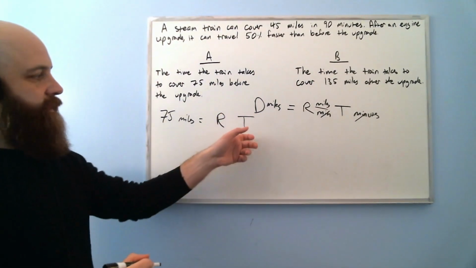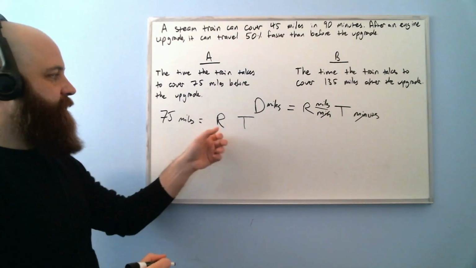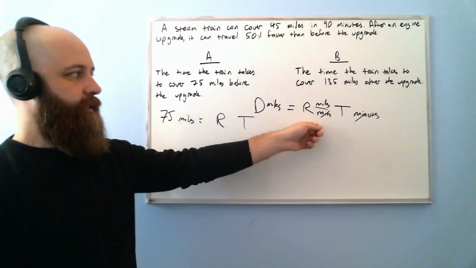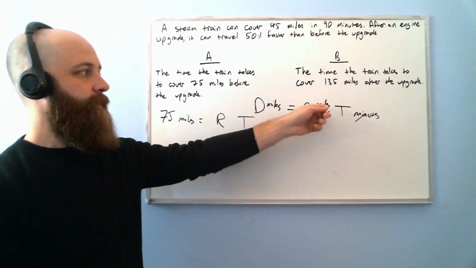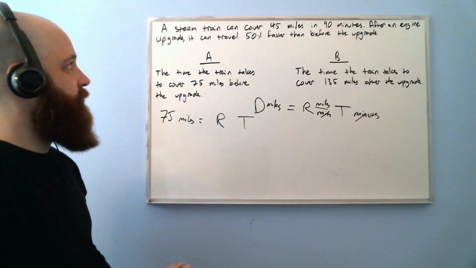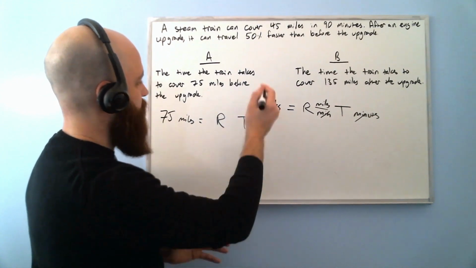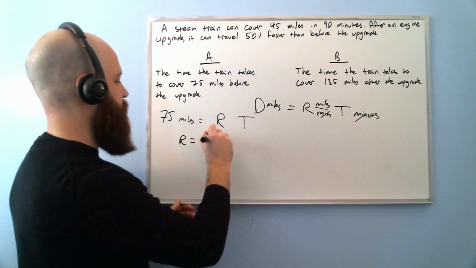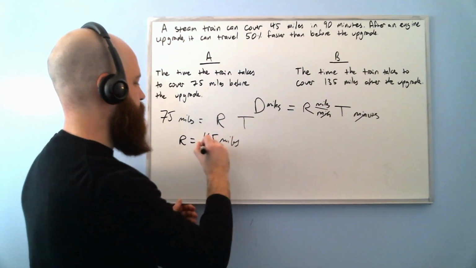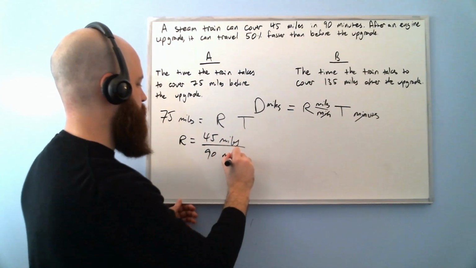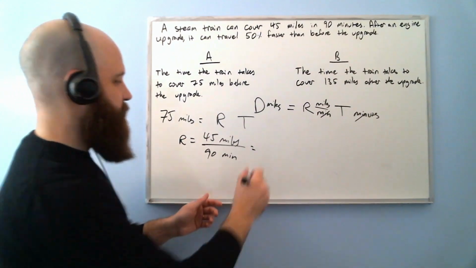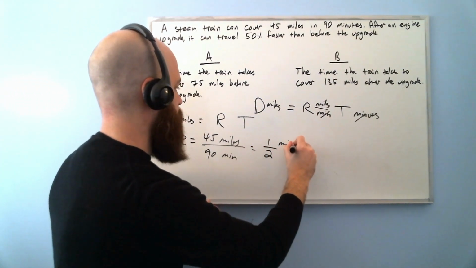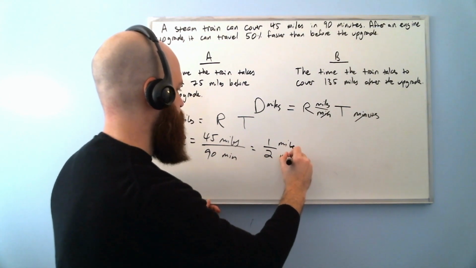Now, if I want to get t, I can see that 75 equals r times t, so I'm going to have to get the rate of this train. Rate is distance over time, or miles per minute in this particular case. So what's the rate for the train before the upgrade? Well, I'll write it down here: the rate is 45 miles in 90 minutes. I'll simplify that. That's 1 over 2, or 1 mile per 2 minutes.